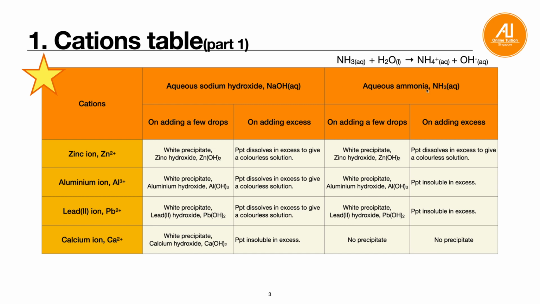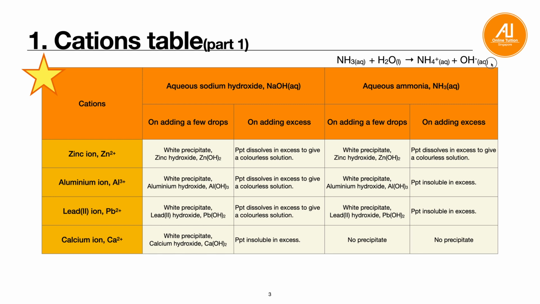Before I move on, try to take note of this because some students will ask how do you get hydroxide when you're adding aqueous ammonia? Because aqueous means water, and ammonia is NH3. NH3 will react with H2O to give you NH4 plus and OH minus. This is where you get OH minus. So even though you're adding aqueous ammonia, the OH minus will react with the cation to give you all your PPT like zinc hydroxide or aluminum hydroxide. The hydroxide, the OH, actually comes from here.